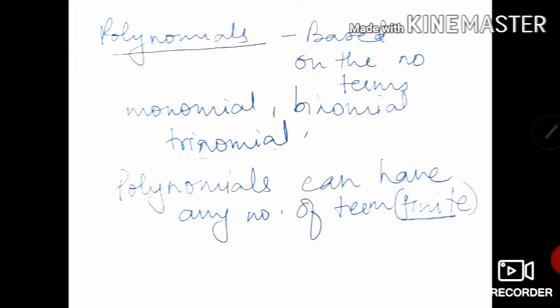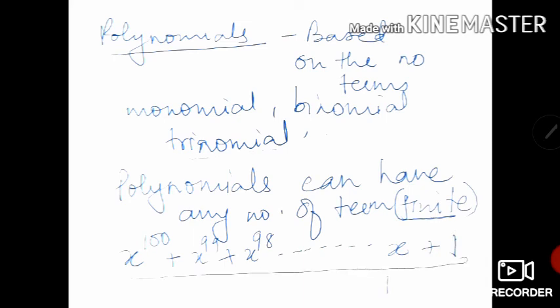So we can write a polynomial x to the power 100 plus x to the power 99 plus x to the power 98, and so on, x plus 1. It is a polynomial that has 101 terms, and the degree of this polynomial is 100 because that is the highest power.